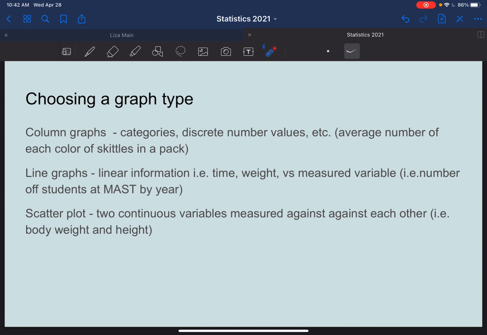This is the last slide. I pinky swear. So column graphs, the types. Column graph is the most common, particularly when we do our candy. It's for categories instead of continuous variables, so things that are, quote unquote, discrete.